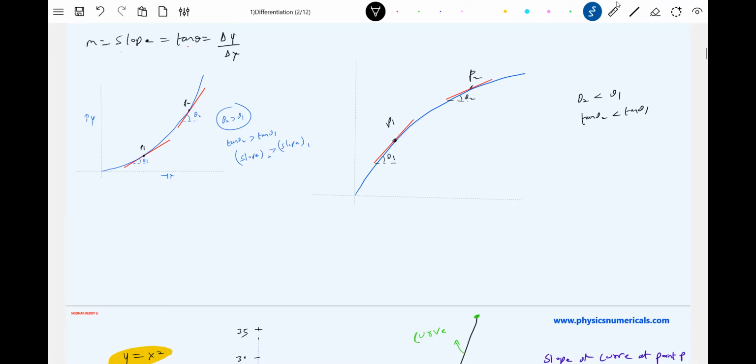Slope of the curve at 2 is less than at 1. So the slope here, we say, is increasing in the first case, and in this case the slope is decreasing.